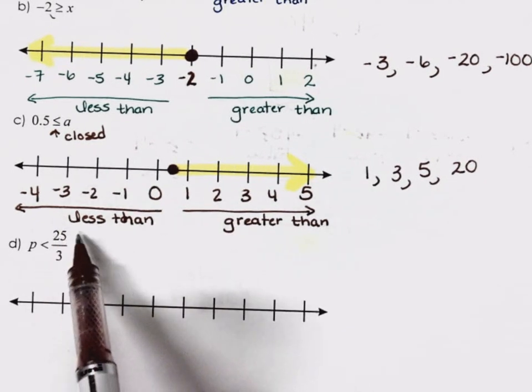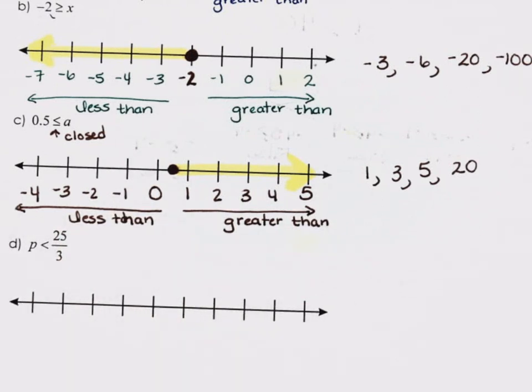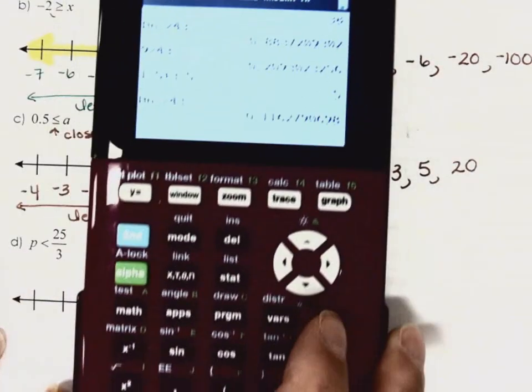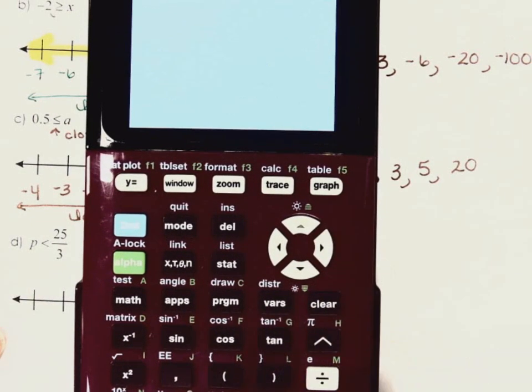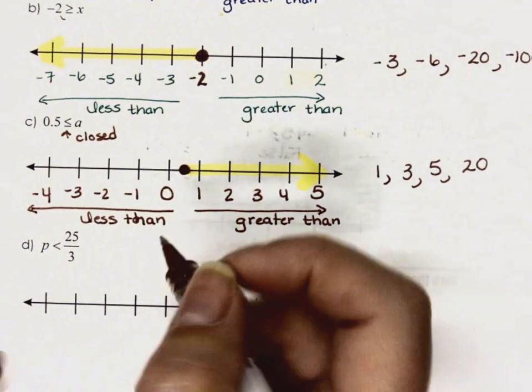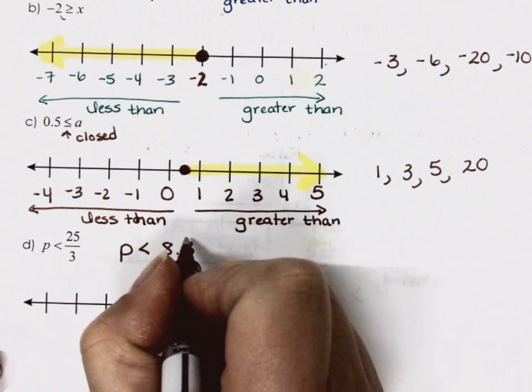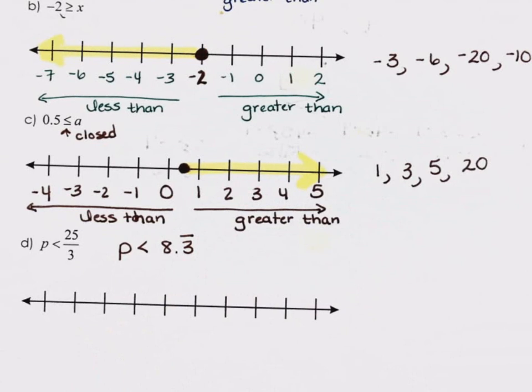Okay, this one's really hard to see as a fraction. So I think I would encourage you to change it to a decimal. All right, so if I were to change this to a decimal, in my handy dandy calculator, I'm going to go 25 divided by 3, and I'm going to get 8.3 repeating. So I'm going to rewrite this. P is less than 8.3 repeating.